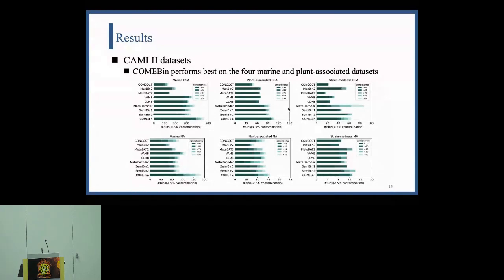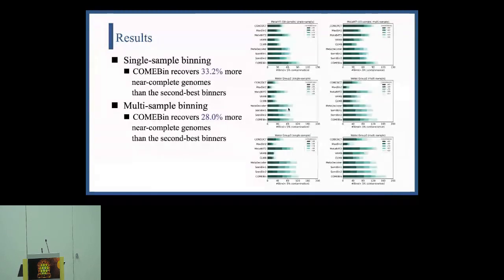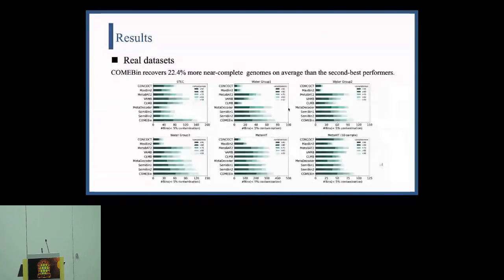Regarding the strain madness dataset, no single method has a clear advantage. There are closely related strains in the strain madness dataset, which pose a challenge to the existing binning methods in recovering high-quality bins. For the sixth real dataset, Combine recovers about 22% more near-complete genomes on average than the second best performer.